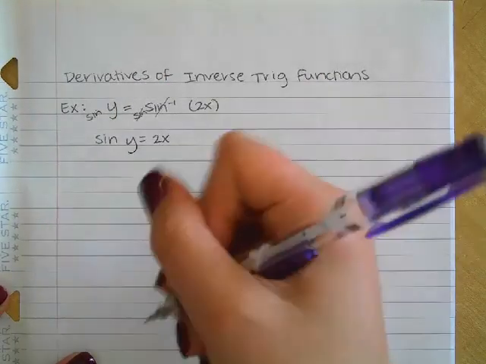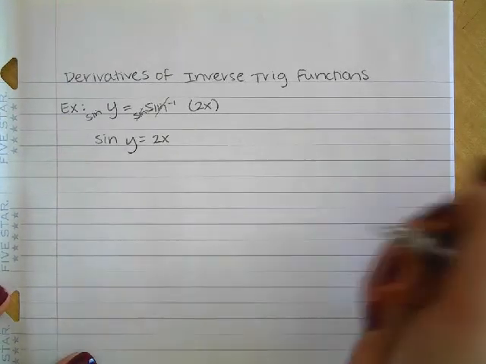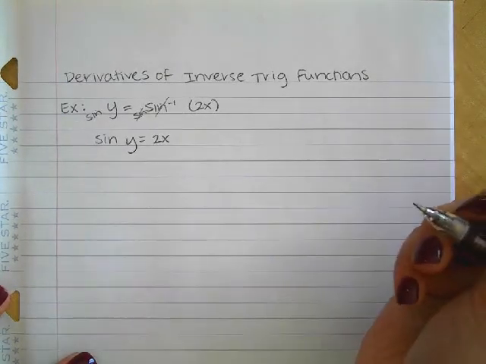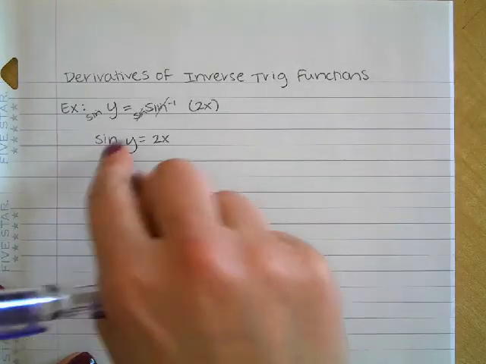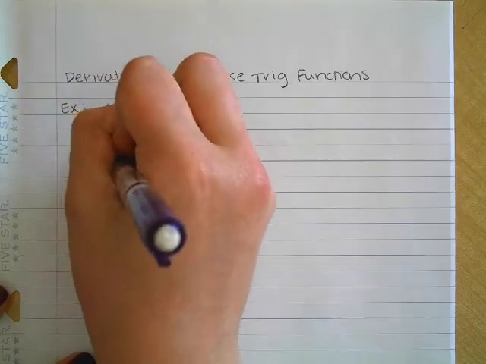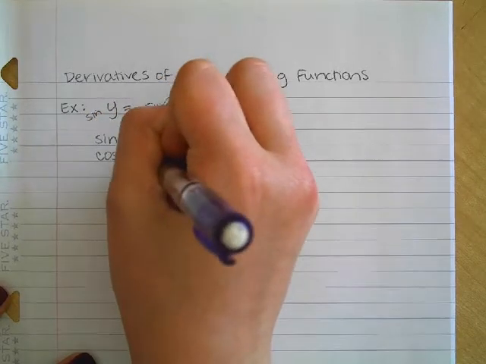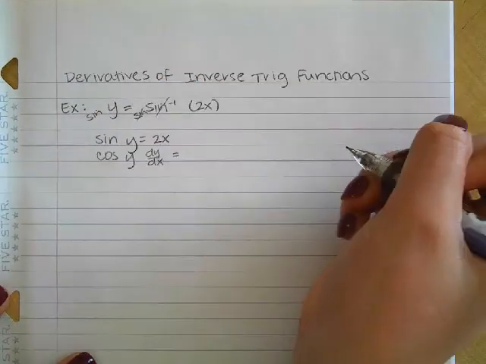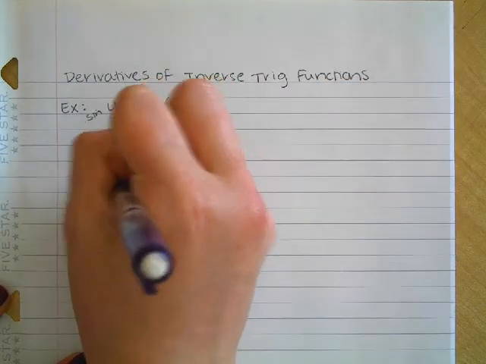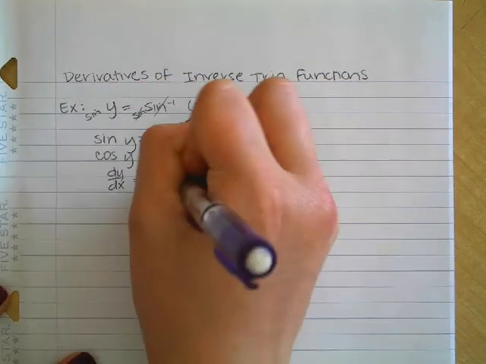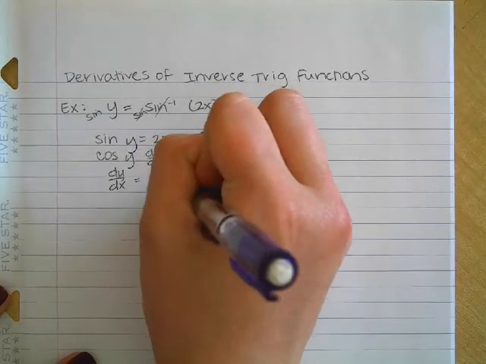So now I've got sine y, which I know how to work with, and then 2x, which I also can work with. And so I'll do my implicit differentiation. The derivative of sine y is cos y dy dx. The derivative of 2x is 2. So that means that dy dx equals 2 over cos y.